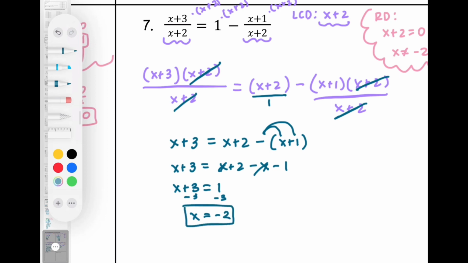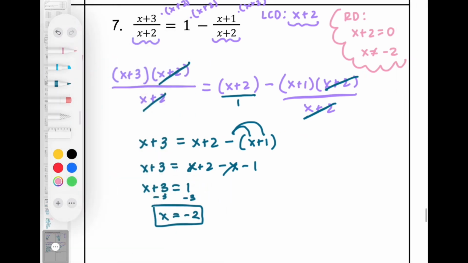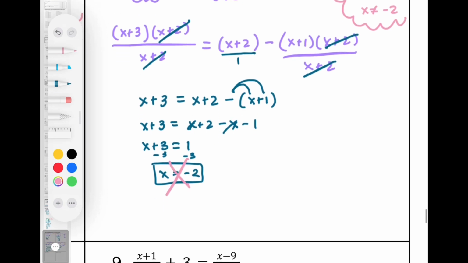Okay, so we got one solution. We have to check it against our restricted domain. But our restricted domain says that x cannot equal negative 2. So this is actually not a valid solution. And because it's the only one we found, then we're going to have no solution. Okay, so it's important to check against your restricted domain.